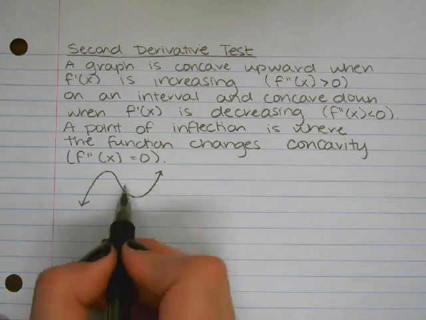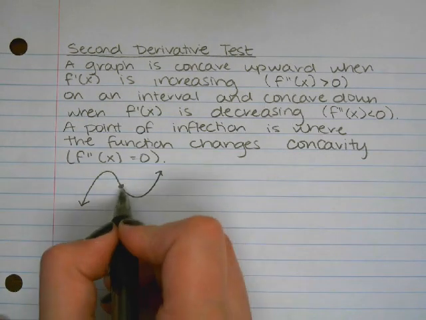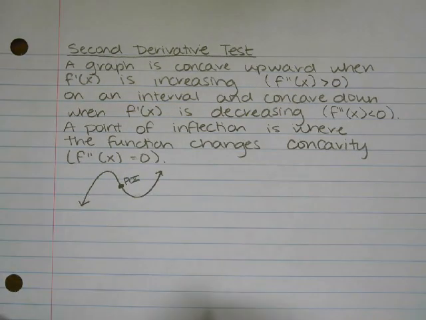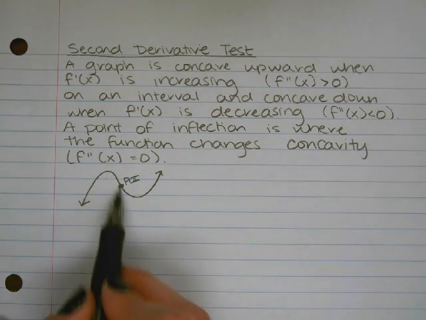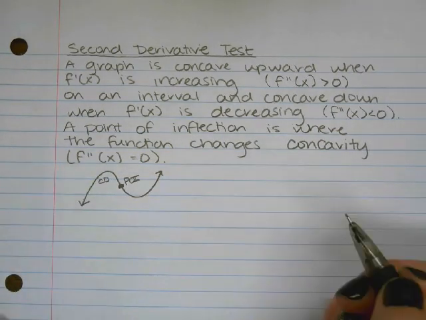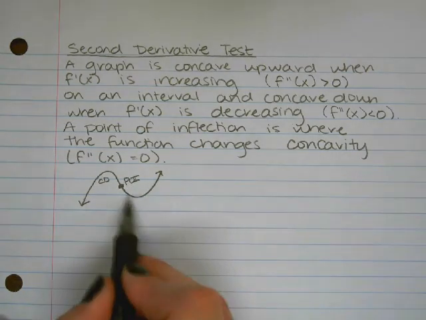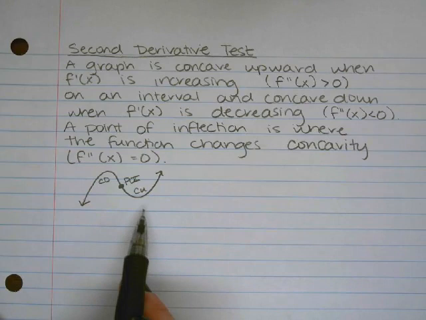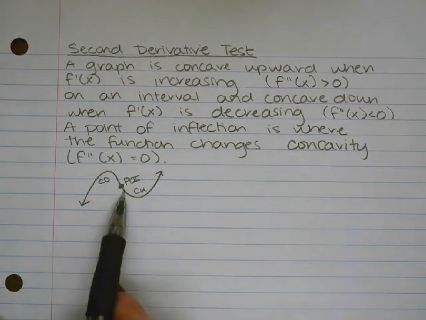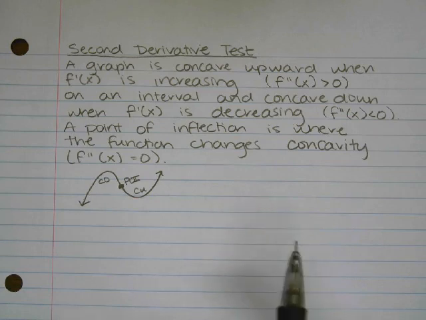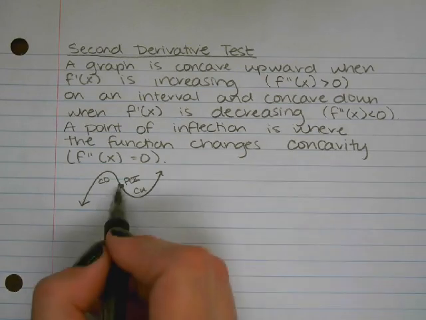So right here is the point of inflection, POI. This part right here is concave down because it's like an upside down U shape. So concave down right here. This part right here is concave up. And then the point of inflection is where you switch from concave down to concave up. So whenever you're looking for concavity, you're going to think of like U shape or like a bowl shape, and whether it's right side up or upside down.